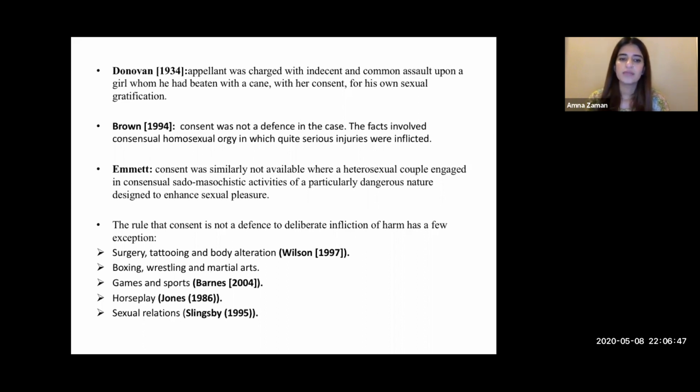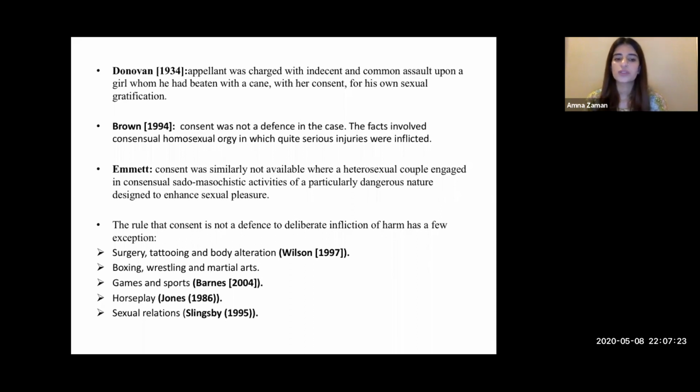Apart from that, boxing is a sport where, although the purpose of the activity is to inflict harm, consent is the defense. There's no clarification as to what is the rationale behind allowing consent as a defense for a sport like boxing, where the aim and purpose is to inflict harm. But to some extent, it is considered to be a sport which exists for public interest.